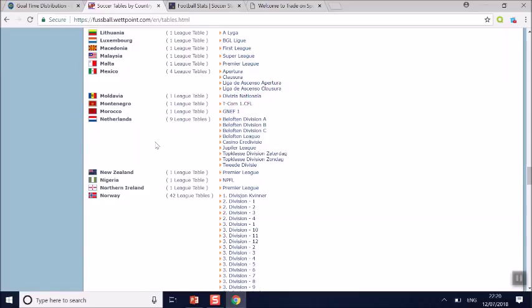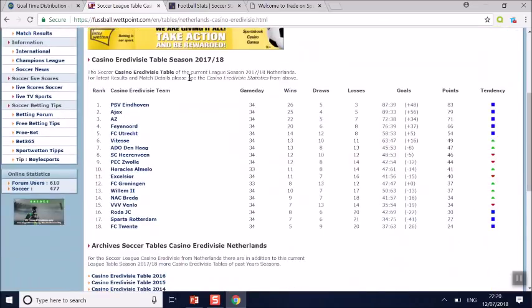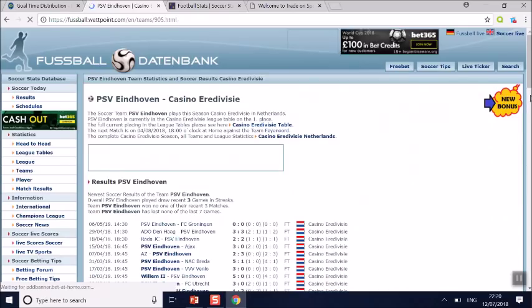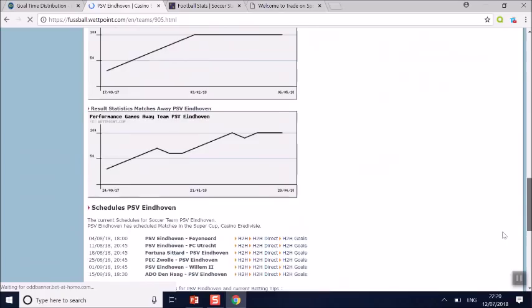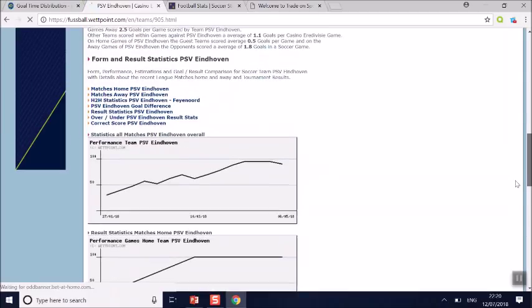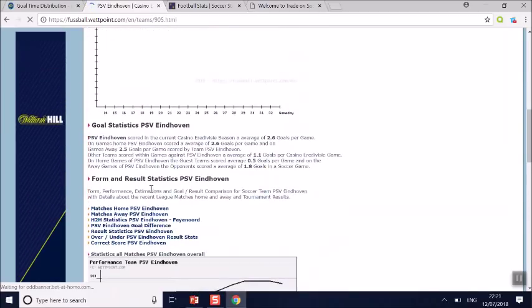So just to give you an example, if we go to Netherlands, if we go to the main top league in Holland, this is the data for the end of the 2017-2018 season that ended in May for this particular league. If I click on PSV Eindhoven, you then get to see a lot of the data that's available. They've just got a huge bundle of stats.